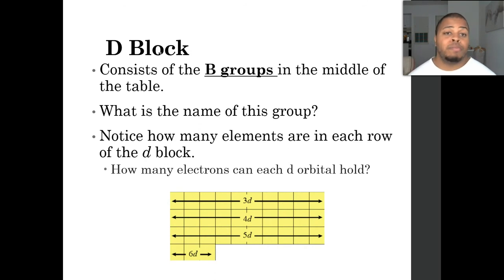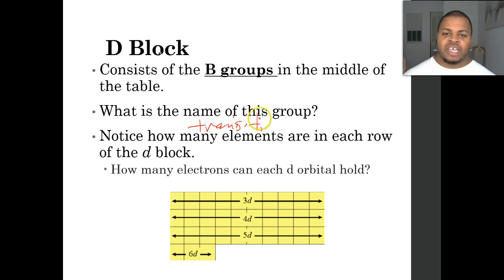We go now to our D block. These are going to consist of our B groups, or in the middle of the periodic table, that large group. What was the other name that we used for this group? If you remember or go back in your notes, you're going to notice that these were called our what? These are transition metals.